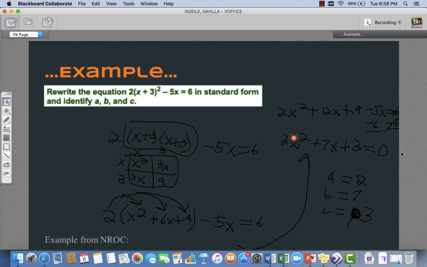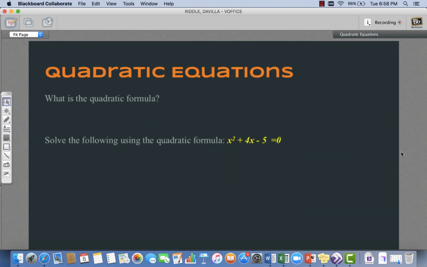So yeah, with quadratic equations, we're going to talk about what is known as the quadratic formula. Does that sound familiar to you, the quadratic formula?